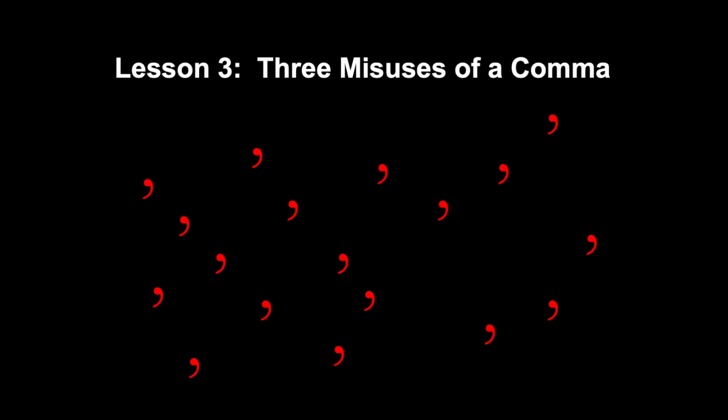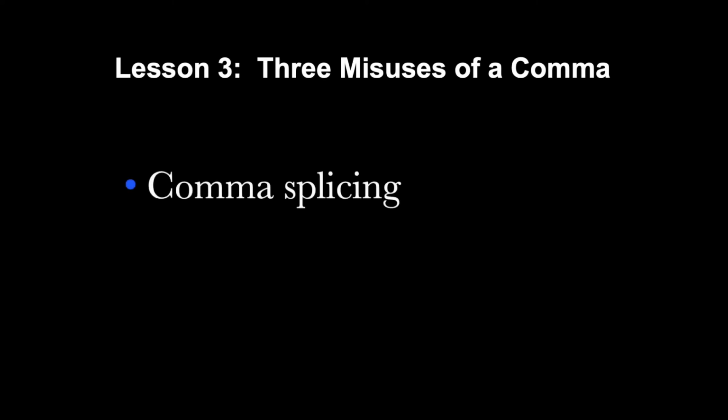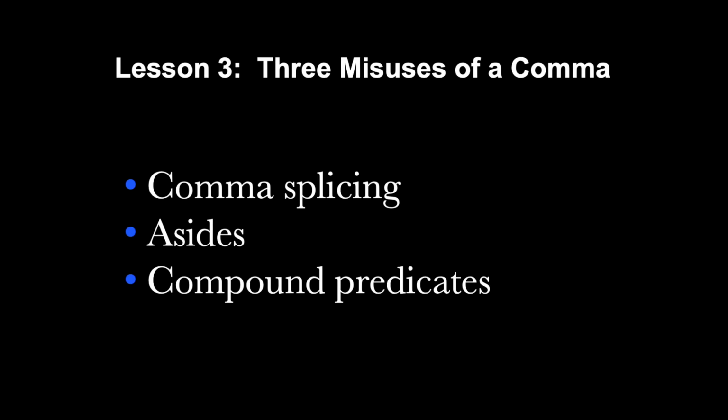So it's just as important to know when not to use a comma as it is to know its rightful place. So let's look at 3 places where commas can be used incorrectly: comma splicing, asides, and compound predicates.